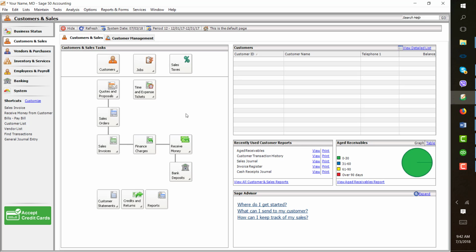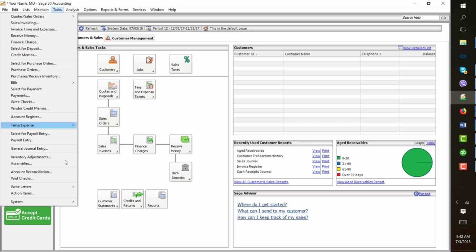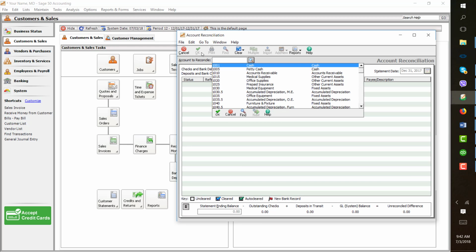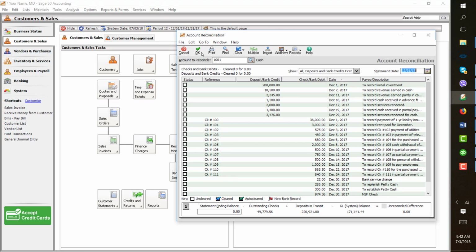On number 3, it says on Task, you want to click your account reconciliation. On Account to Reconcile, you want to click your cash account 1001 and it will appear and show the checks and deposits made during the month that were found in the general ledger of cash. You want to enter the bank's ending balance showing, and that is 170,654.44 at the bottom left of your screen.